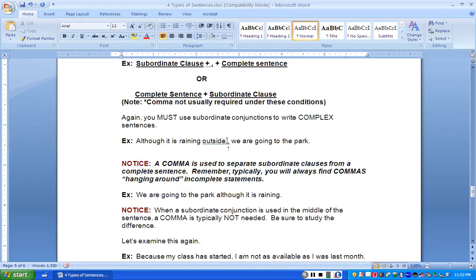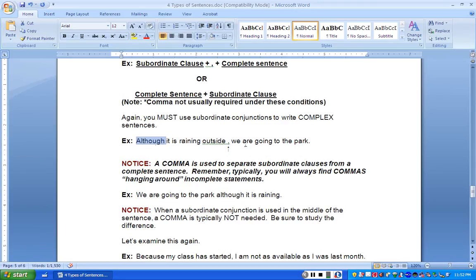So if we look at this very first word over here, let's put that through the test. Although. Is the word although a subject? You know, subjects are typically nouns or pronouns, right? They name things, typically. Although is not a subject. So that's a big clue that you're probably dealing with what? An incomplete sentence.